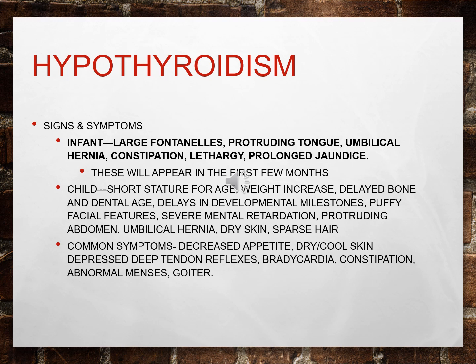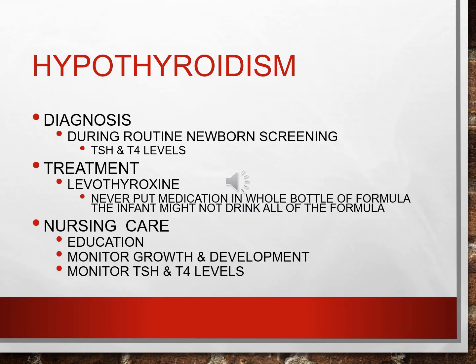Going forward, with the child, you'll see a short stature for age, weight increase, delayed bone and dental age, delays in developmental milestones, puffy facial features, severe mental retardation, protruding abdomen, that umbilical hernia, dry skin, and sparse hair. And some other common symptoms are a decreased appetite, cool or dry skin, depressed deep tendon reflexes, bradycardia, constipation, abnormal periods, and goiters.